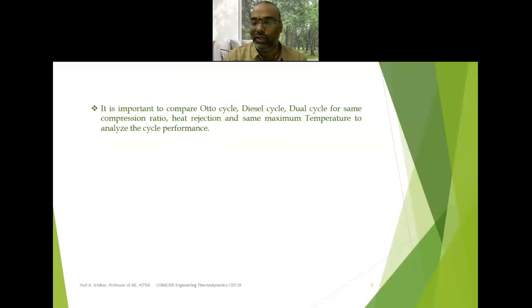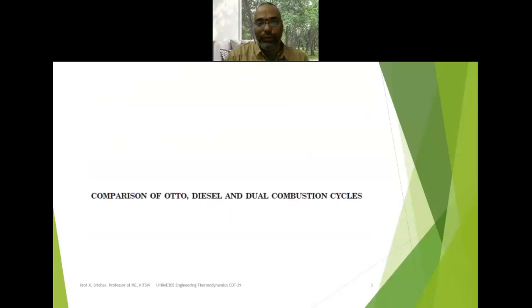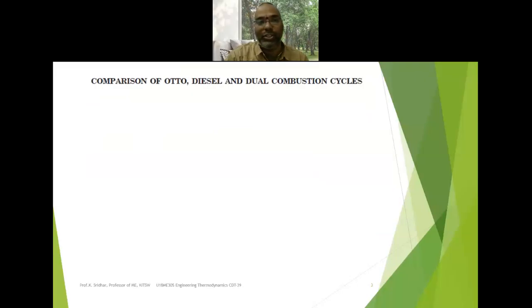So whether it is the Otto cycle or diesel cycle or dual cycle, for a given condition of the compression ratio or for a given condition of the same maximum temperature and for the same amount of the heat rejection, which cycle will give you the best results. So that is the motivation for this particular class. And the lecture learning outcome is, after completion of this lecture, you should be able to compare Otto cycle, diesel cycle, dual cycle for same compression ratio, heat rejection and same maximum temperature.